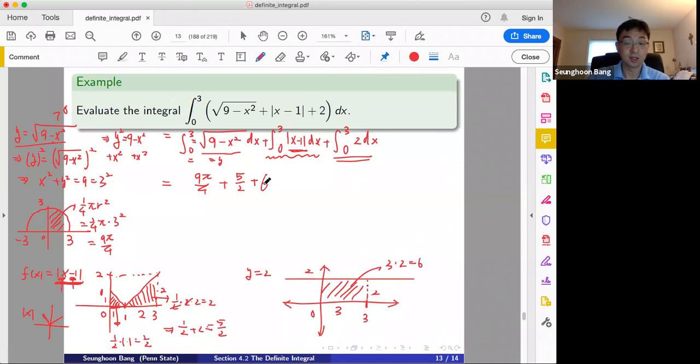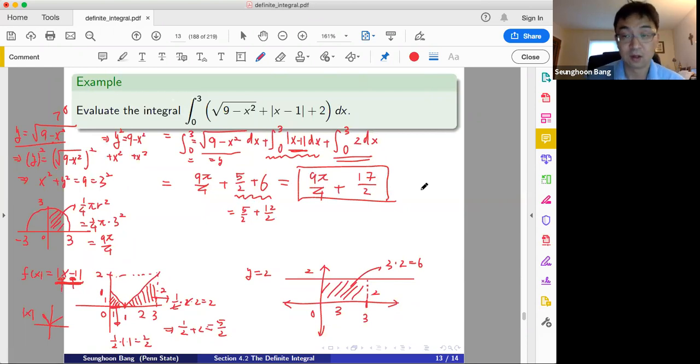You add 6. So 9 pi over 4 plus 5 over 2 plus 6 is, what's that? This is 5 over 2 plus 12 over 2, so we have 17 over 2 plus 9 pi over 4. This is the final answer of this question. You can use three shapes: the circle, the triangle, and the rectangle for finding this area.